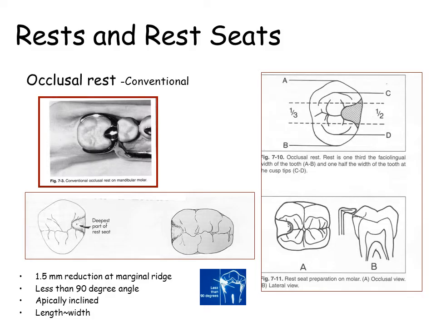Conventional occlusal rests are spoon-shaped. They require 1.5 mm reduction at the marginal ridge area. They are commonly placed on the inner proximal occlusal surface of the tooth adjacent to any edentulous base. They are apically inclined, which permits axially directed forces. They are approximately the same width and length, about 1/3 the buccolingual width of the tooth. They are smooth and rounded with gently flared occluso-axial line angles.